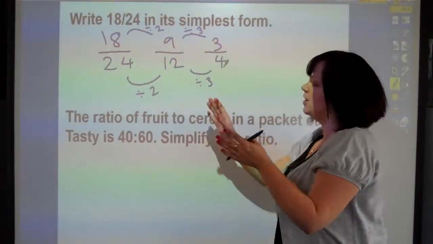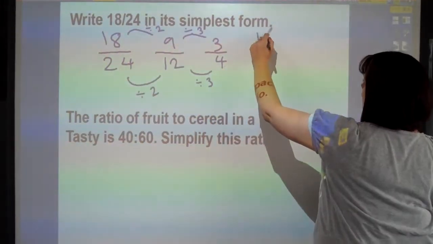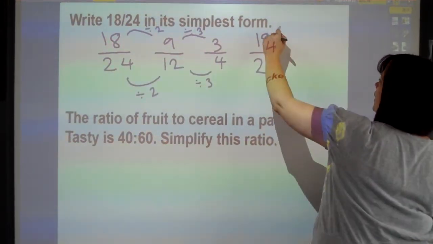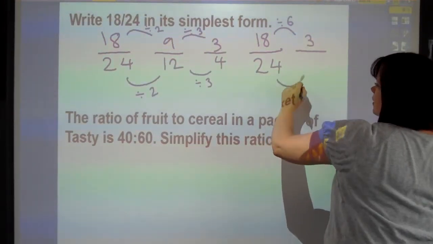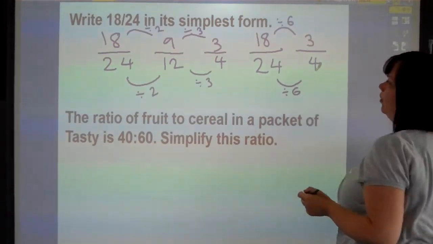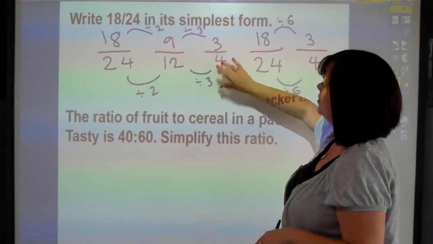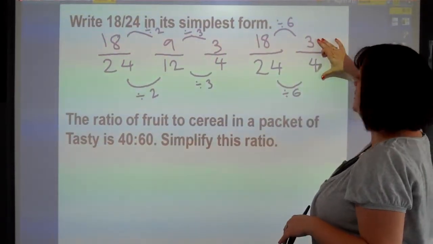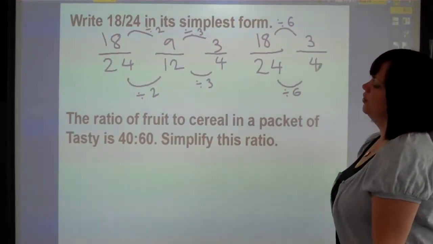If you knew a different times table, you could probably do it in smaller steps. So I know that 18 and 24 are in the 6 times table. So 18 divided by 6 is 3. And 24 divided by 6 is 4. So that does it in one step. It really doesn't matter if it takes you more than one step, as long as you keep going until you can't get those digits any smaller, then you've simplified it. So it really depends on what you know with your times tables and what you spot on the day.